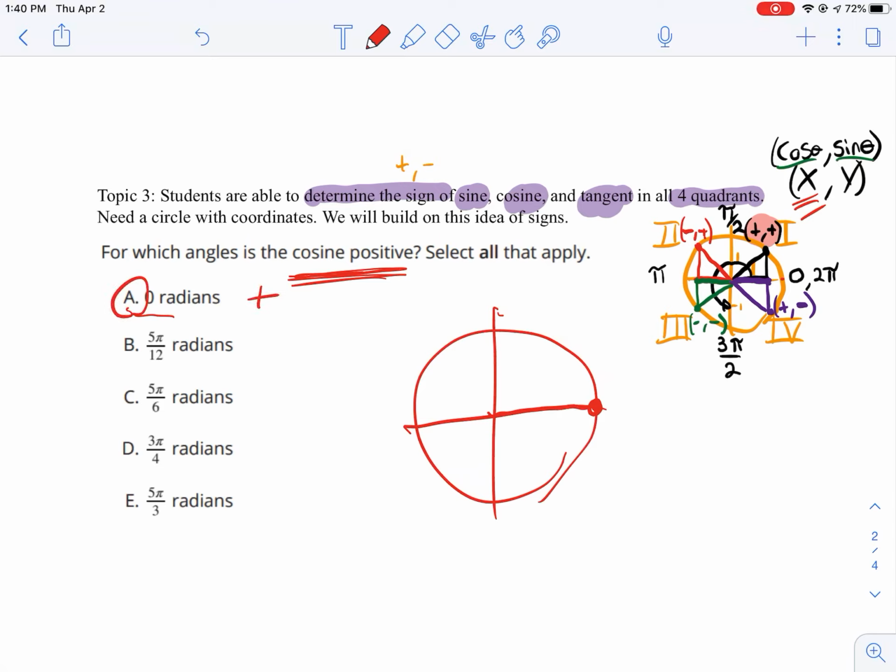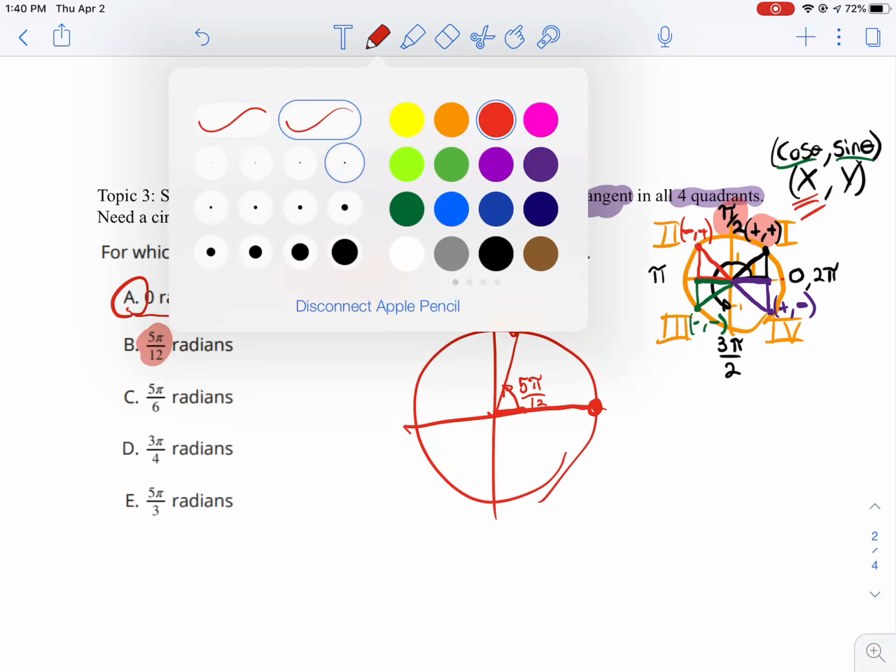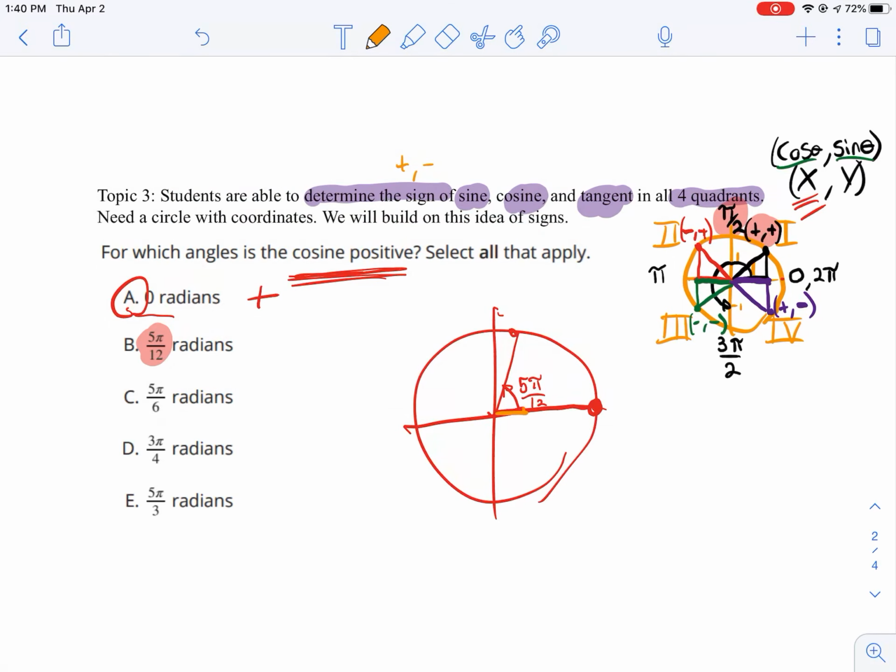For 5 pi over 12, we have to think about this now. Is 5 pi over 12 bigger than pi over 2 or less than pi over 2? Half would be 6 pi over 12, so we're going to be somewhere over here, and this is going to be our 5 pi over 12. So our x value is going to be positive, and our y value is going to be positive. Positive, positive. So that means it works.